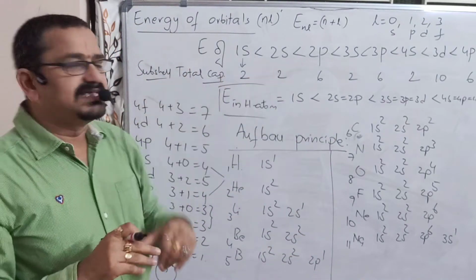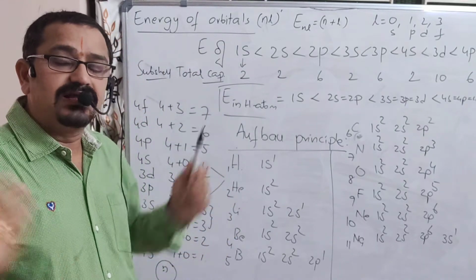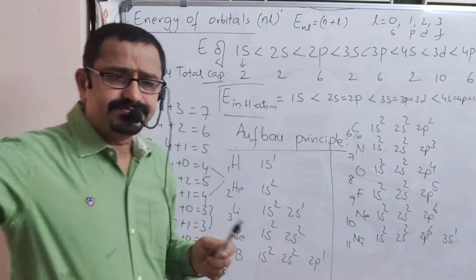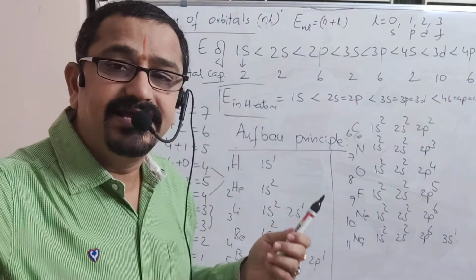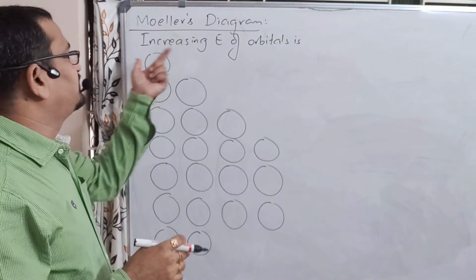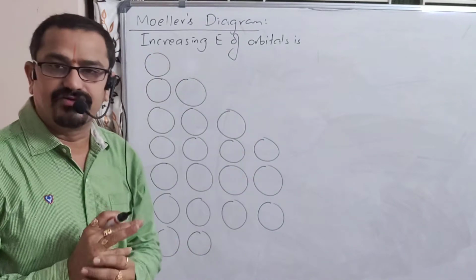Sir, only a few sequences you had given. Then how to write the electronic configuration for all heavier elements? I can give you one diagram given by Euler, using which you can easily write the electronic configuration. This diagram gives an easy approach to the increasing energy of orbitals.